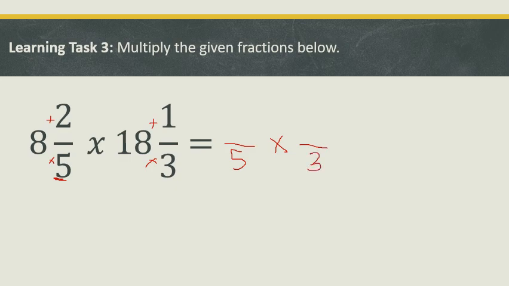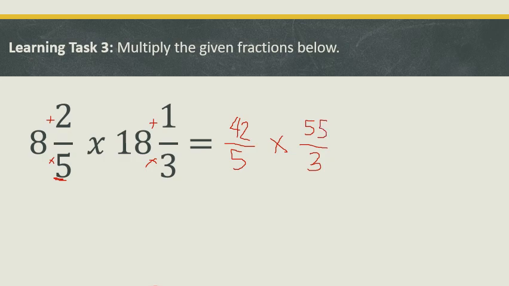Okay, para makuha ang bagong numerator, ano nga po uli ang gagawin? 5 times 8 ay 40 plus 2 is 42. Yun na yung bago nating numerator ng 8 and 2/5. And then, yung isa naman, 3 times 18 is 54 plus 1 is 55.